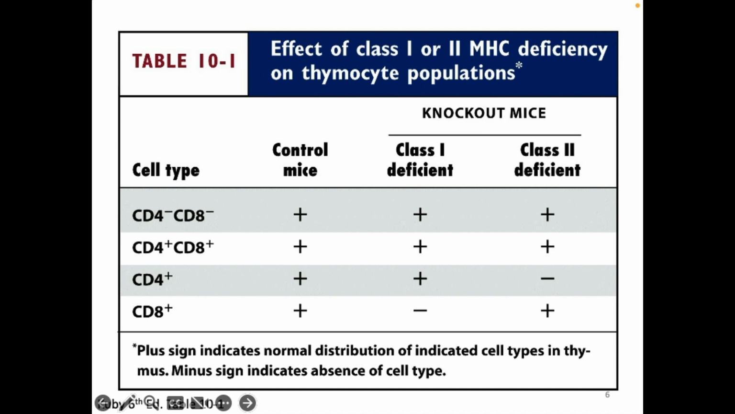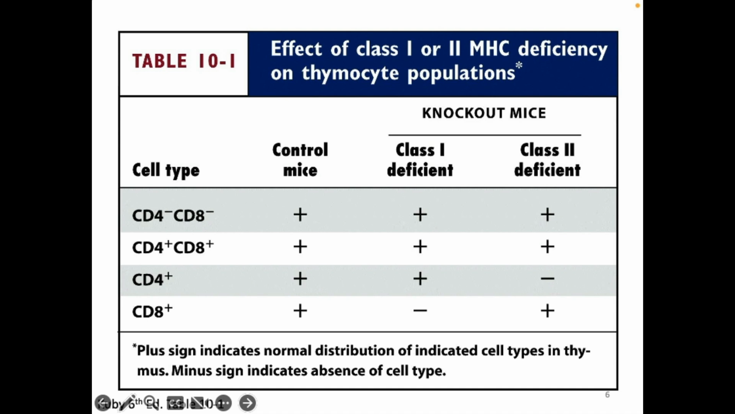Class 1 is not there, so none of those cells can actually become CD8 T cells. None of the cells that would have become a CD8 T cell that interacts with class 1 can get the pat on the head to be positively selected. So in this mouse, you end up with no CD8 T cells in the periphery, though you do end up with CD4 T cells in the periphery.